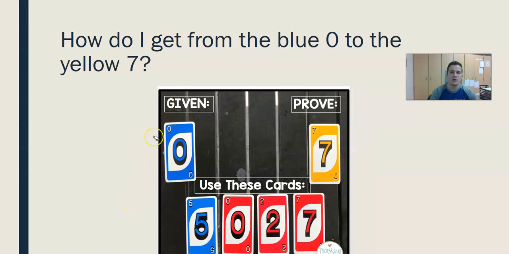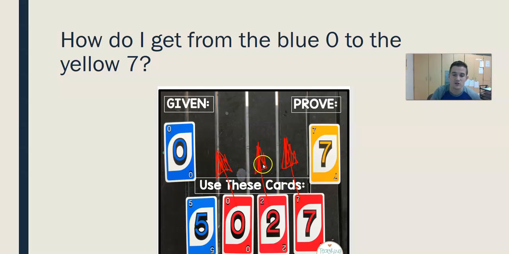Okay. This one, how do I get from the blue 0 to the yellow 7? Well, if I'm trying to use all my cards, this is the way I would do it. I would do maybe a red 0, and then a red 2, red 7, and then yellow 7.